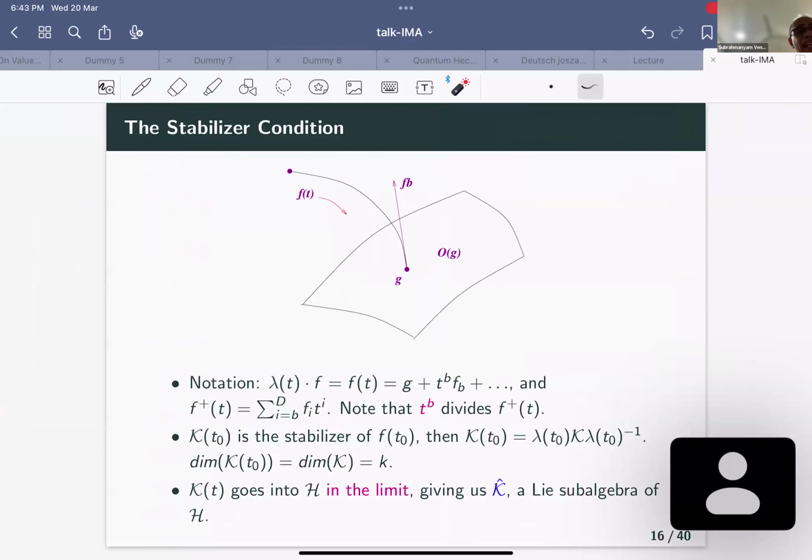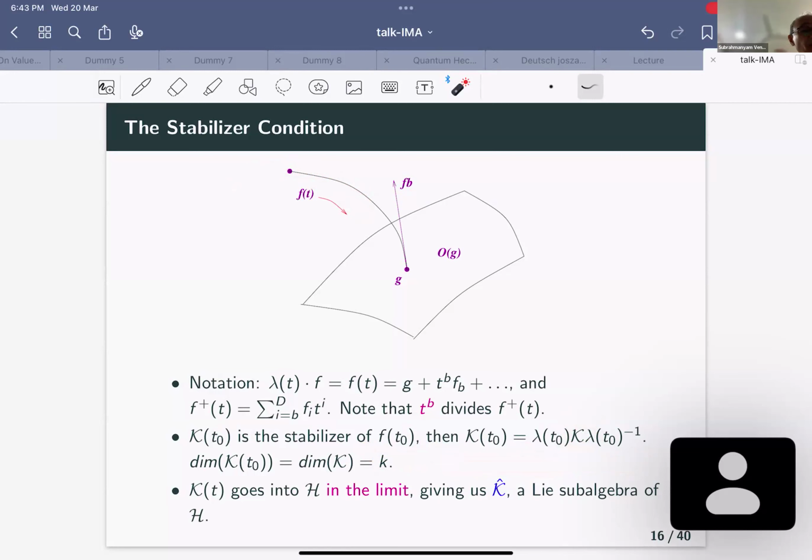So if I give you the stabilizer of F, then at any other point Ft0, this is going to be the stabilizer of that point. It is just a conjugate, because it's a point in the orbit of F. If I take a point in the orbit of F, its stabilizer is going to be a conjugate of the point I started off with.